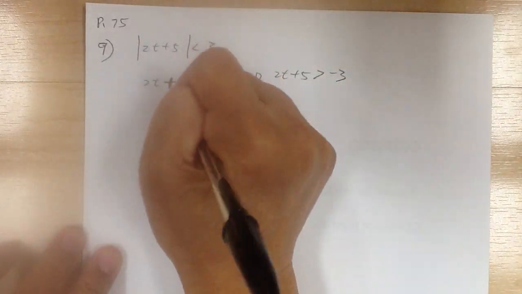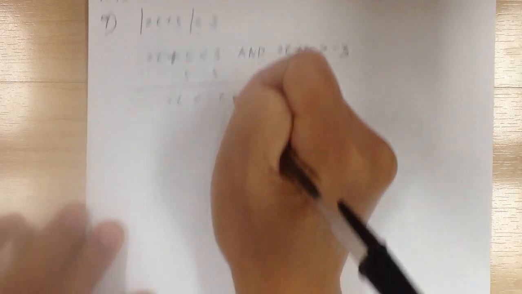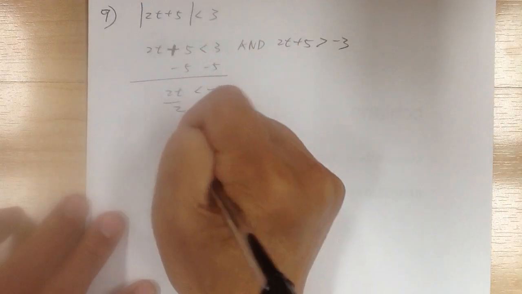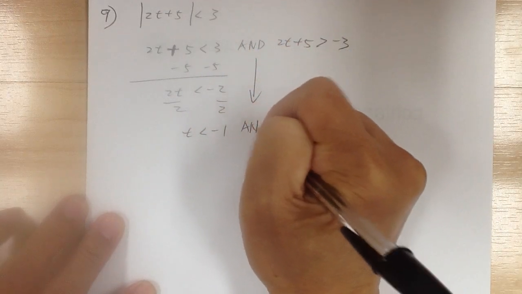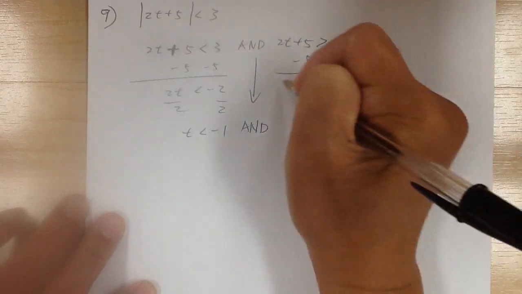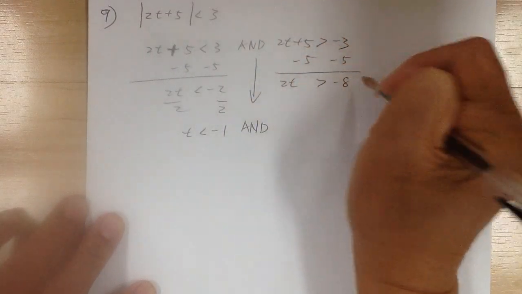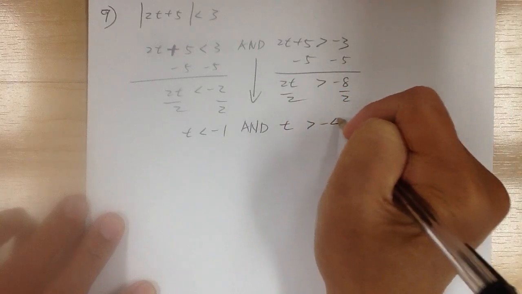Now to solve, it's just -5. So you got 2t is less than -2. Divide by 2 on both sides, so t is less than -1. Then you follow that, so you got AND, and this one, -5 on both sides. So you got 2t is greater than -8. Divide by 2, divide by 2. So t is greater than -4.